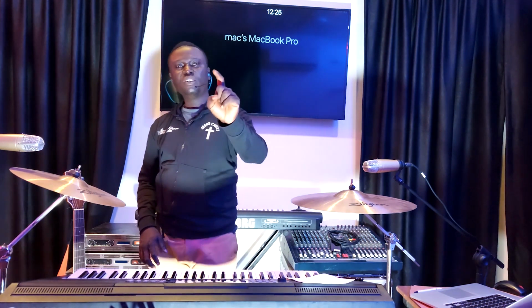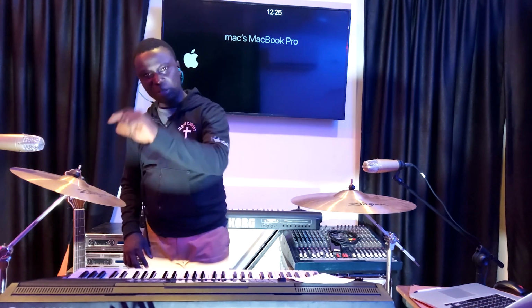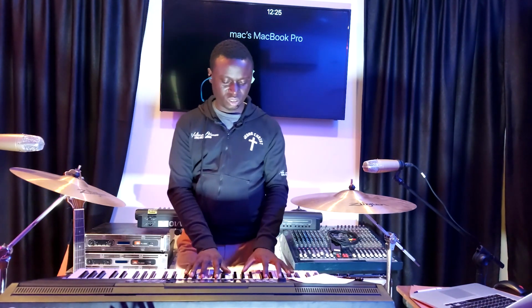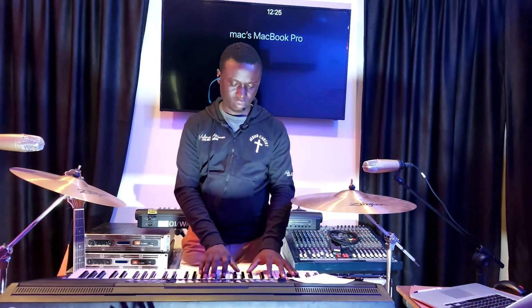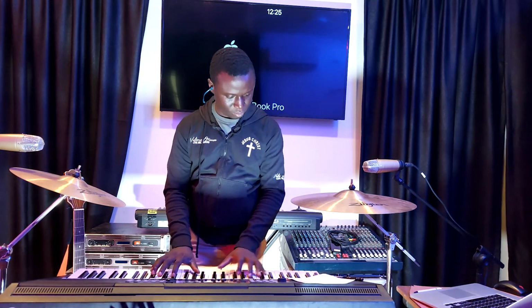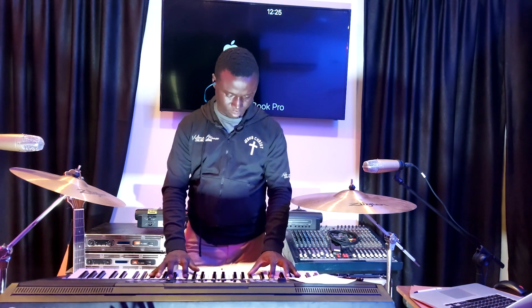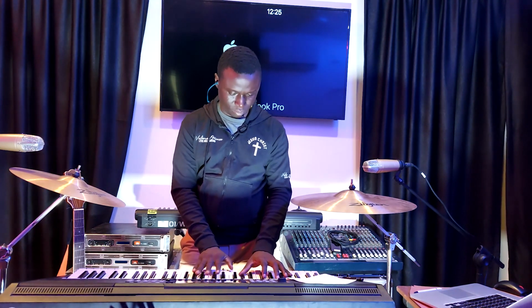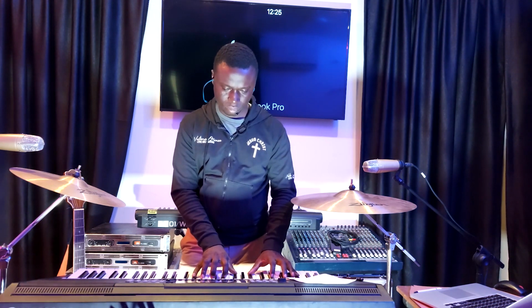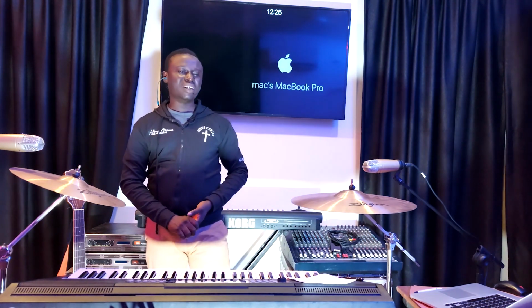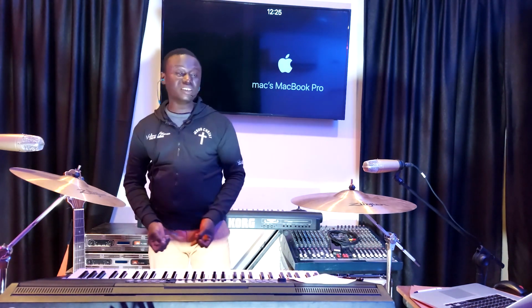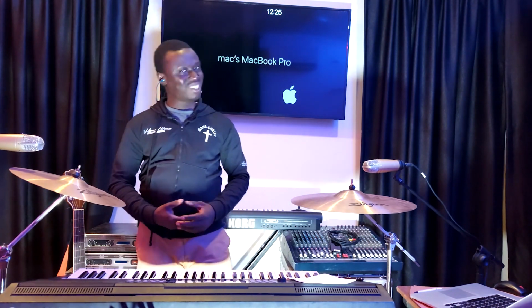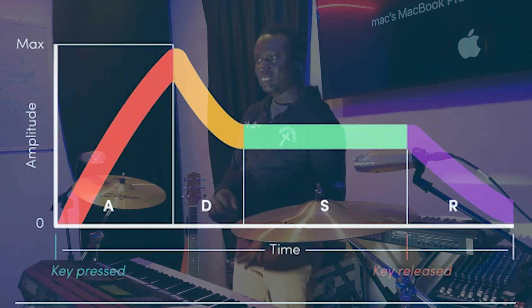Now, when you combine the touch sensitivity and the sustain pedal, you're going to get some good results. All right, so that's it about ADSR. The A stands for attack, which is directly related to the touch sensitivity of your keys. Sustain and release also play an important part in that.